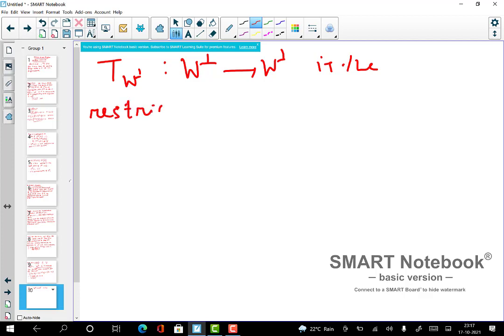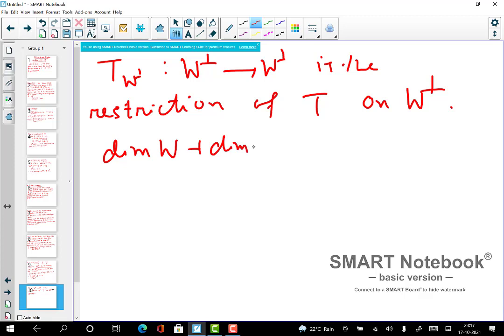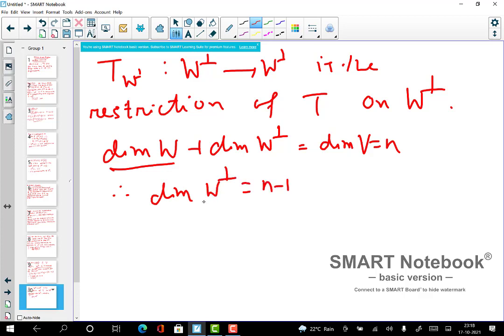Restriction of T on W perp. Okay, so you restrict and you have another operator on W perp. But the thing is that W perp is no longer the full vector space, right? Because W is one dimensional, and we know that the dimension of W plus the dimension of W perp is nothing but the dimension of V, which is n, so the dimension of W perp is actually n minus 1, right?